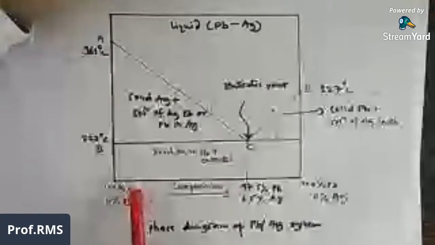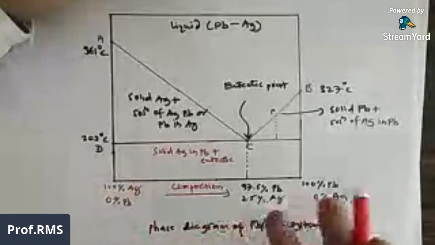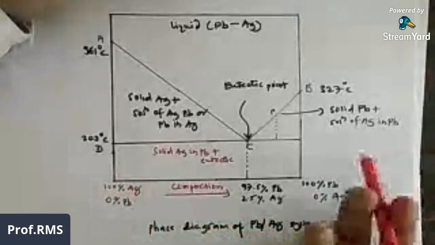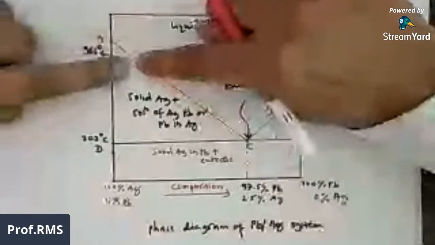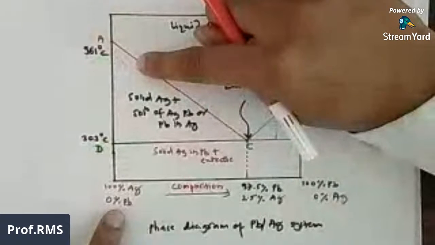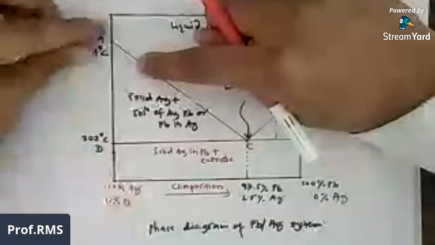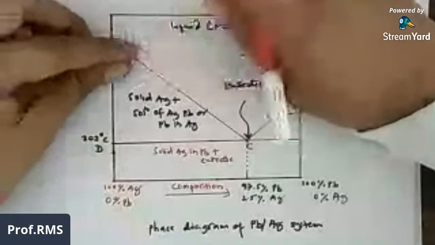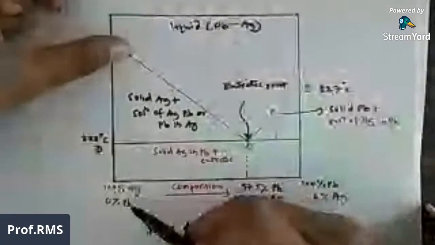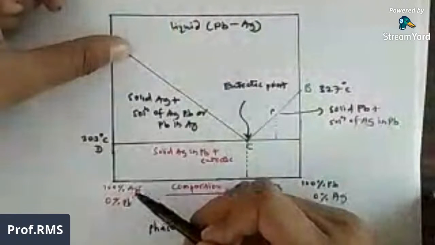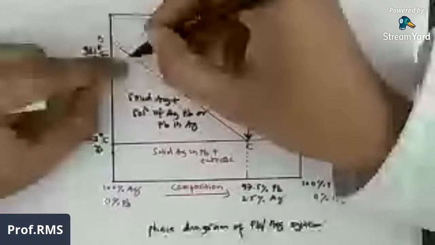So if I add 1% of lead into the pure silver, I get a composition of silver and lead. At this point, I added 1% of lead into the 100% silver, and the melting point of pure silver gets reduced. So ultimately at this point we have a composition of silver and lead, where silver is 99% and lead is 1%. At this point the mixture will melt.